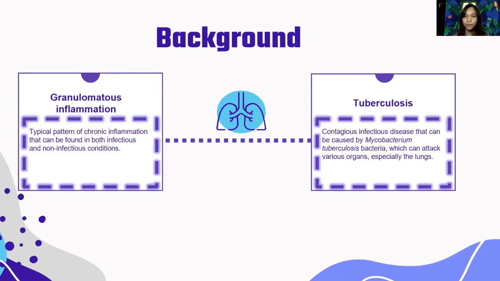Human infection with mycobacteria, including the etiological agent of tuberculosis, which is Mycobacterium tuberculosis, is a potential trigger for granuloma formation. Therefore, understanding granuloma inflammation in TB is an important global health agenda. That's all from me. Next will be continued by my friend.